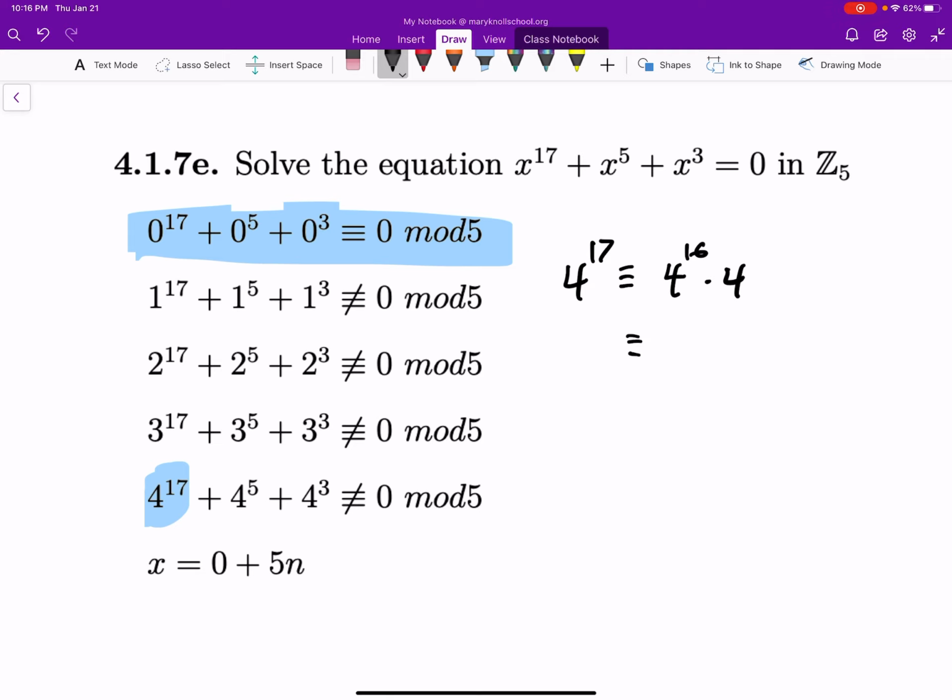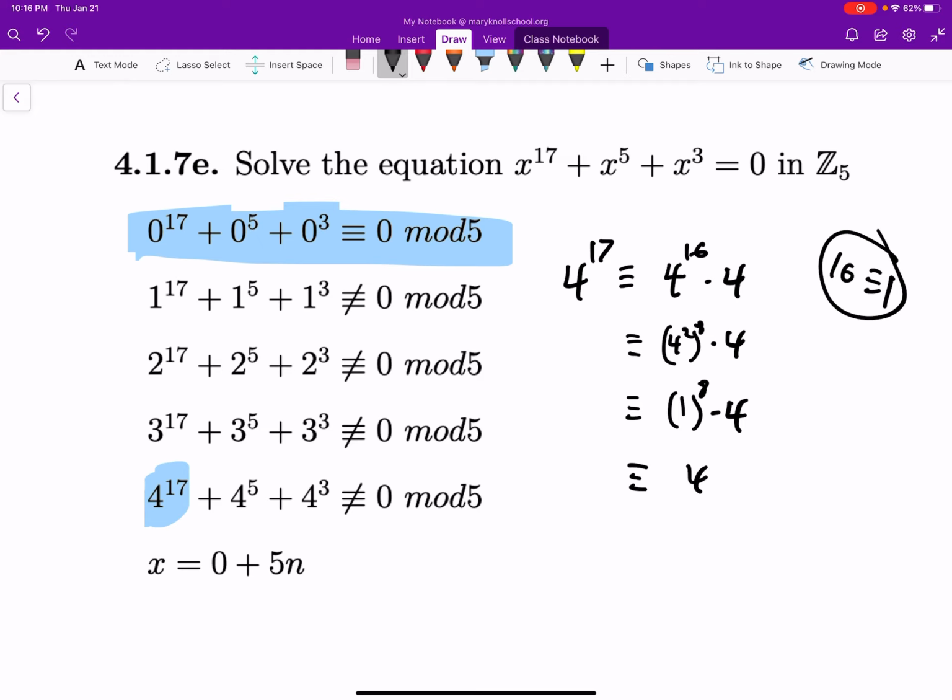And then we can say (4 to the 2nd) to the 8th times 4. And what's 4 to the 2nd? That's 16, right? But in Z5, that's just 1. So I'm just going to say 1 to the 8th times 4 is equivalent to 4. But in Z5, it's just 4. So you can use that same technique on all of these. You're just trying to reduce them quickly. And yeah, there you go. Those are my solutions.